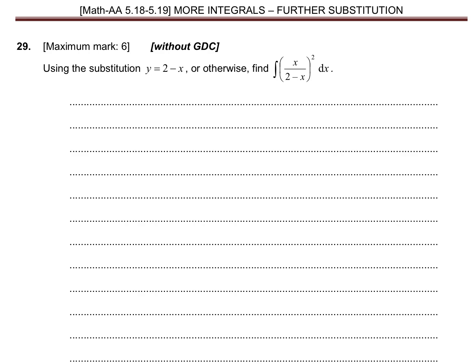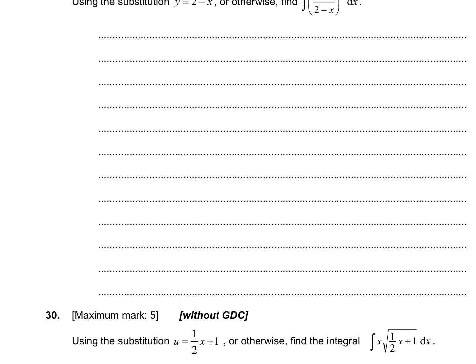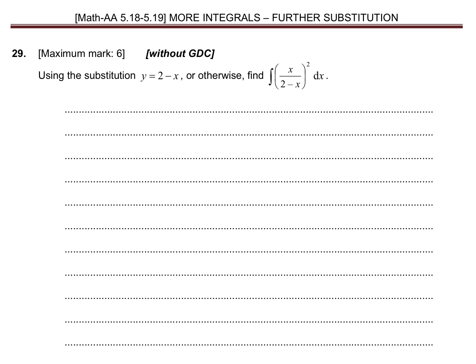All right, 29. Using substitution, or otherwise, find that. Okay, so if y is 2 minus x, dy/dx is negative 1, which means dy equals negative dx, or negative dy is dx, because we're substituting for dx.